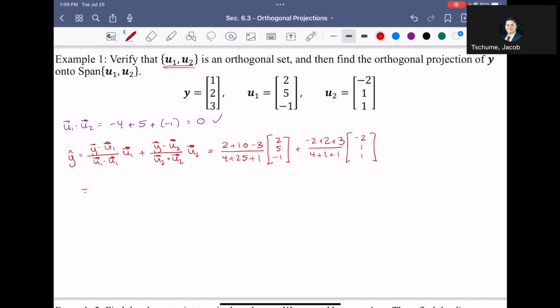So let's see, a little bit of math here. 2 plus 10 is 12. 12 minus 3 gives me a 9 on top. On the bottom, that gives me a 30 in this case. Make sure that's right. Yep. And then 9 divided by 30, those both share a 3 in common. So that would be 3/10 times 2, 5, -1. Plus, over here, the -2 and 2 just cancel to give you a 3 on top. And on the bottom, that gives you a 6. So 3 over 6 gives you a half that we're going to multiply by -2, 1, 1.